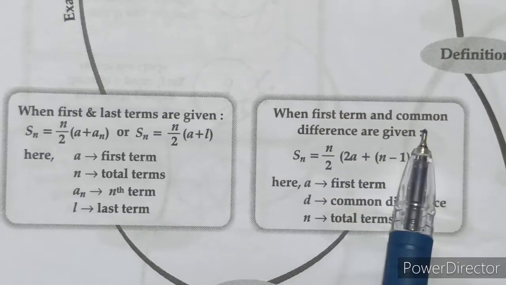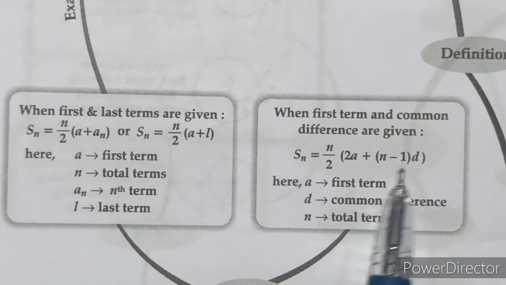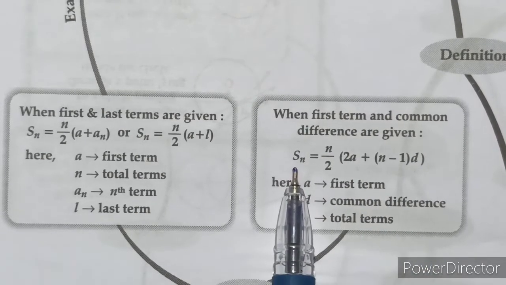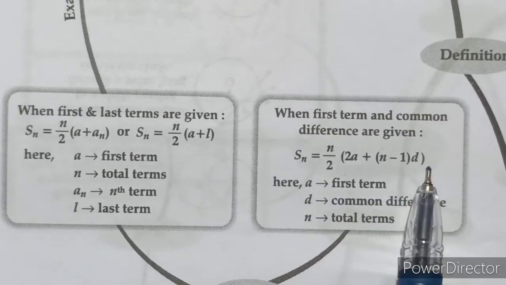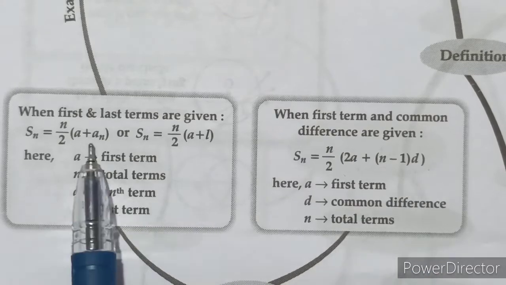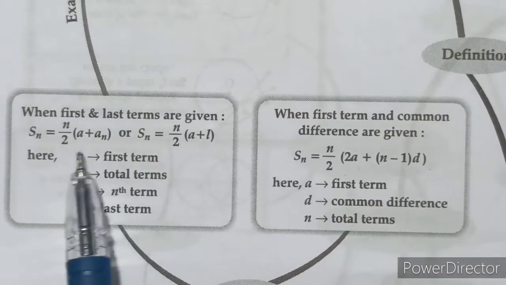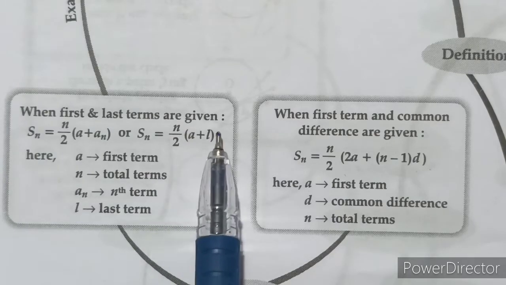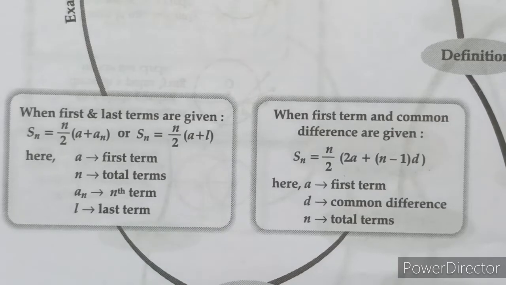Sum of n terms यदि निकालना है, where a is the first term and d is the common difference, then the sum of n terms Sn equals to n/2 [2a + (n-1)d]. If the given is the first term and the last term, then Sn equals to n/2 (first term + last term), that is also the summation formula.